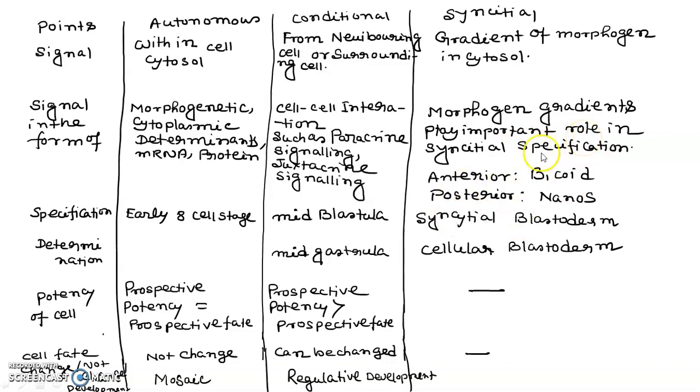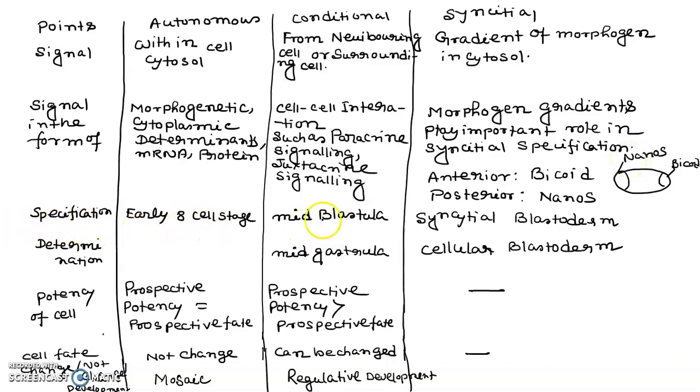For example, in Drosophila development, bicoid is present in the anterior region and nanos in the posterior region. So the anterior-posterior determination of the Drosophila embryo is governed by bicoid in the anterior region and nanos in the posterior region. These are the morphogen gradients that play important roles.